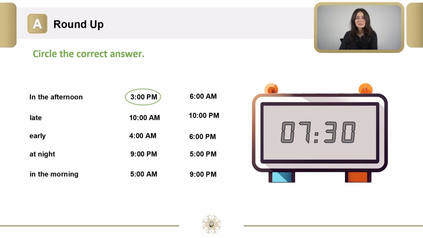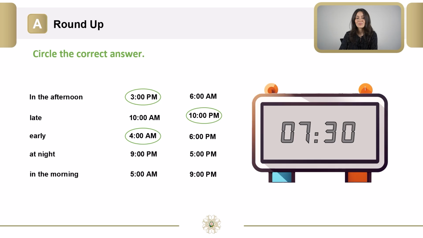What about late? Late is the time when it is evening or night. So which one is the correct answer? 10 a.m. or 10 p.m.? Of course, the correct answer is 10 p.m. Early. Early is the time when it is morning. So the correct answer is 4 a.m.